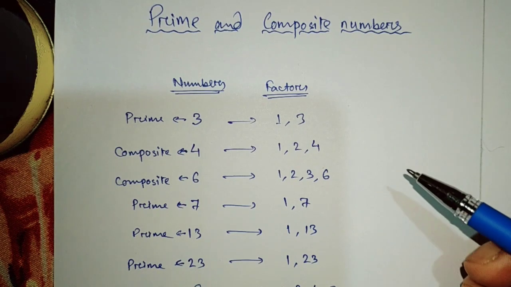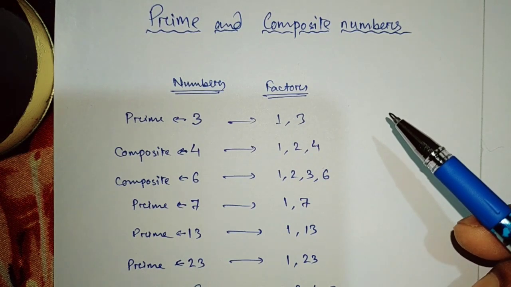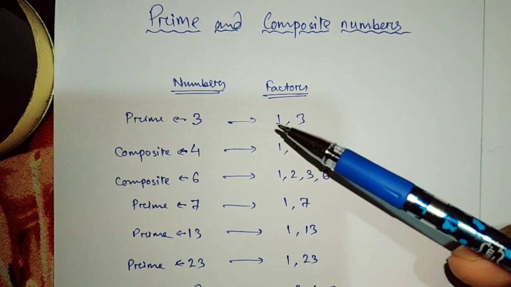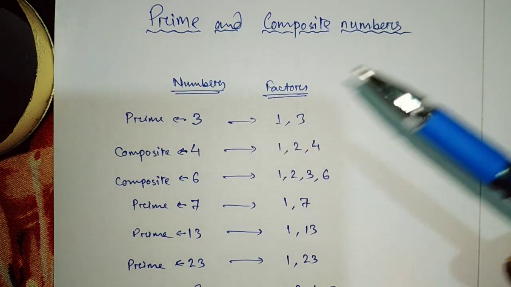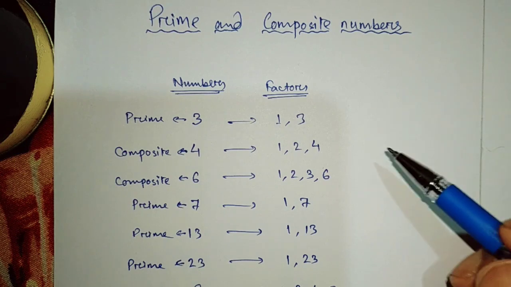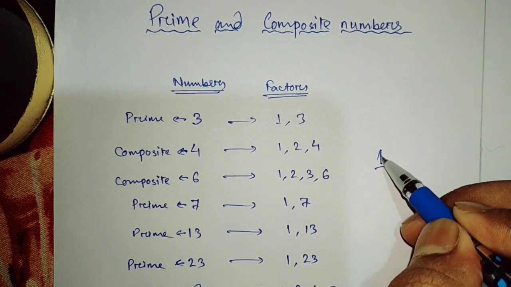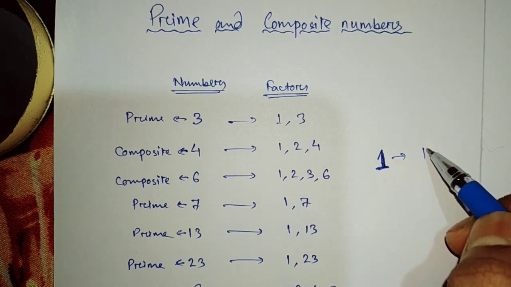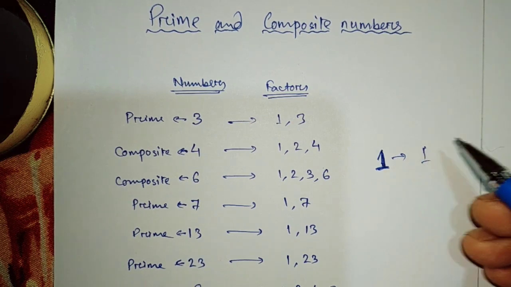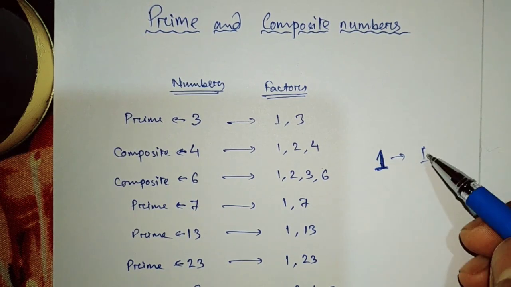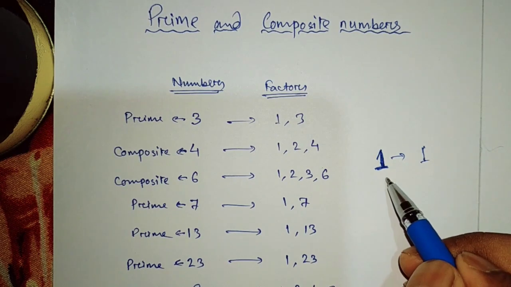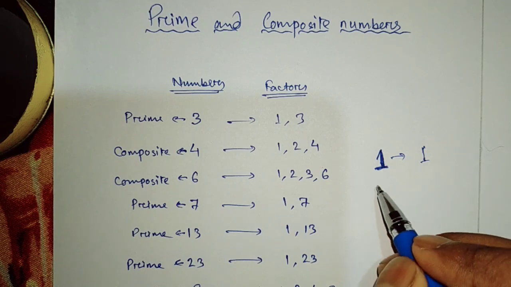Now you may ask me, what is 1? As our definition was that numbers having only 2 factors are prime and more than 2 are composite, this special number 1 has only 1 as a factor. It does not have more than 1 factor. The factor of 1 is only 1, so we have 1 factor. Till now we have not talked about 1 factor. We talked about two factors and more than two factors. So in this case, we say that one is neither prime nor composite.